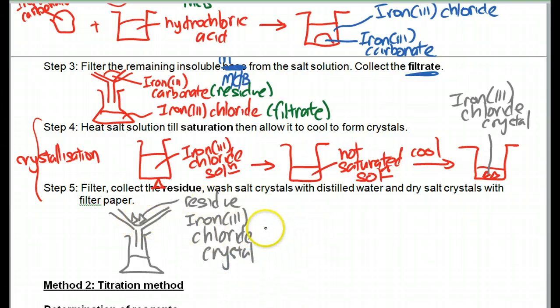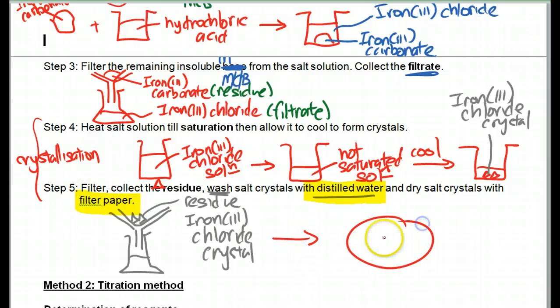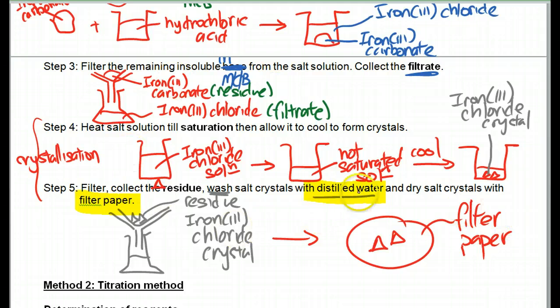Once we collect the residue, what we'll do is we'll wash it with distilled water. So let's wash it with distilled water. Then after that, dry the salt crystals with filter paper. So after that, you dry it on the filter paper. So these are the steps in terms of using the acid with excess insoluble MCB. So do take note of how to go about doing this process.